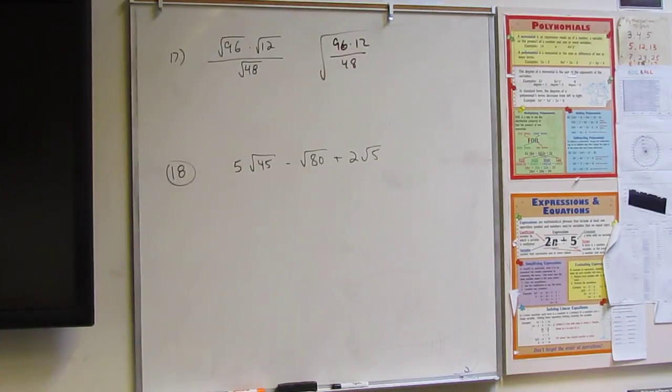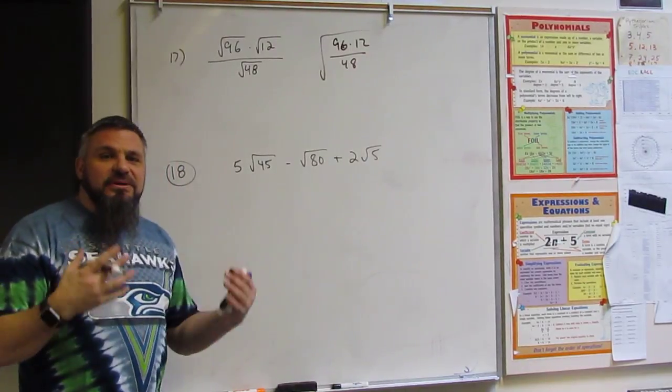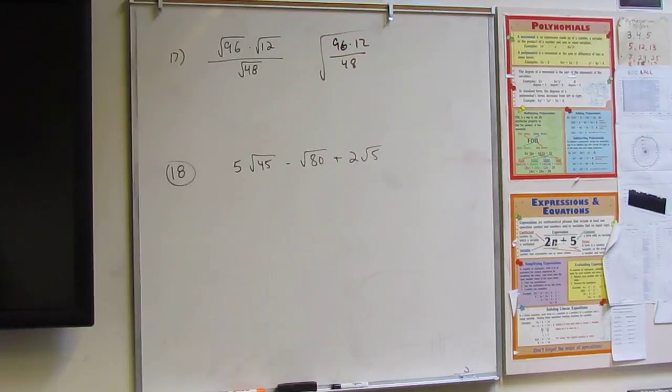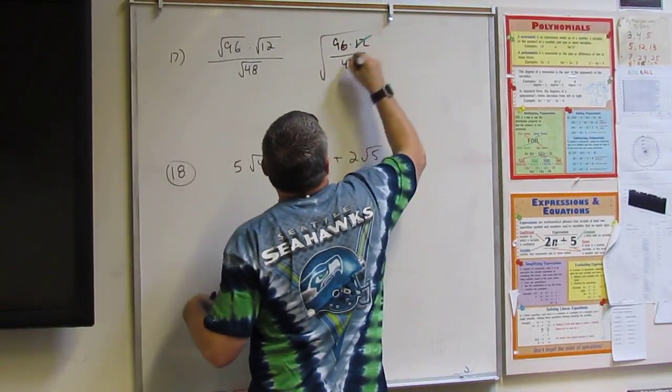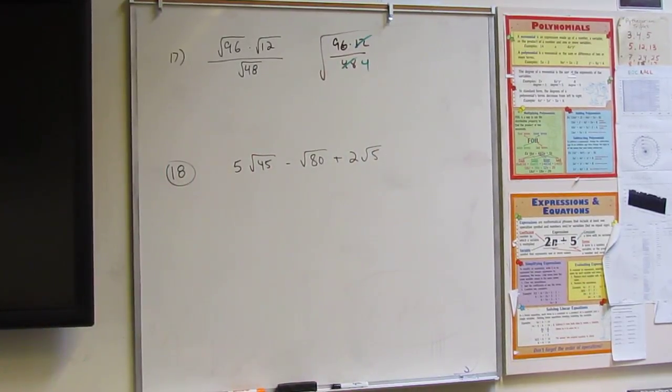So what we can do here is try to break down some things first. Does 12 go into 48? Yes. How many times? 4. Bam. So then that helps. Does 4 go into 96? Yes. How many times? 8.